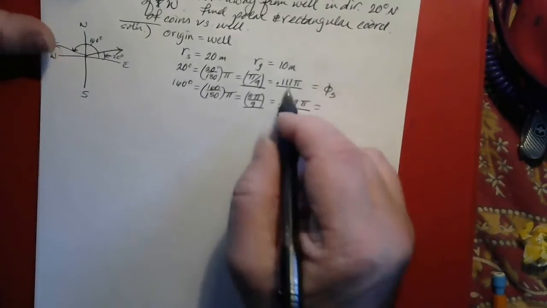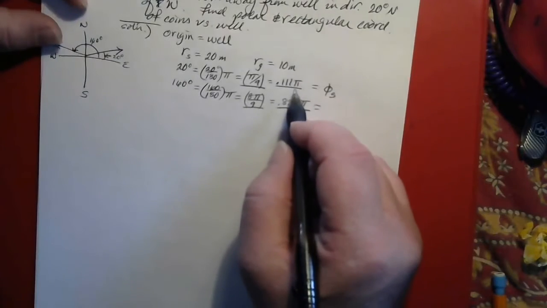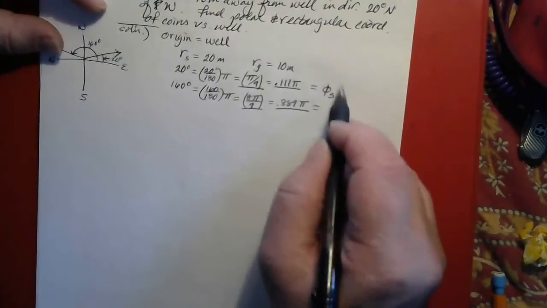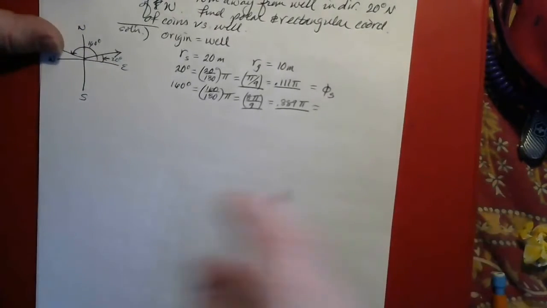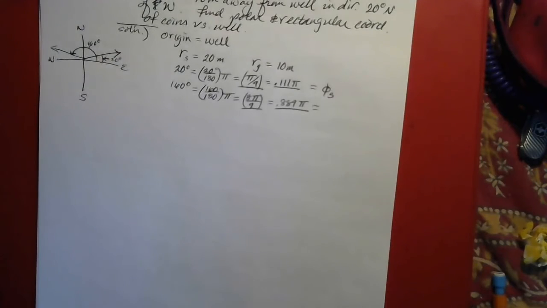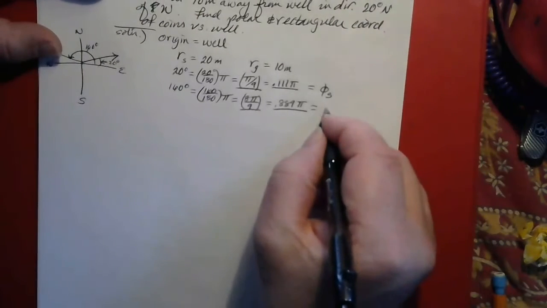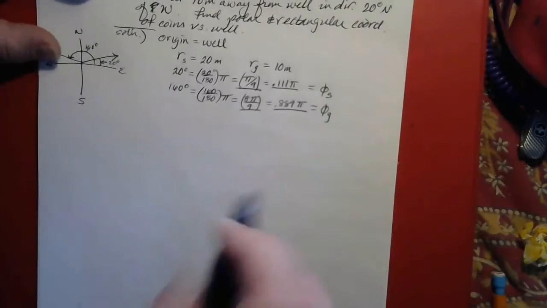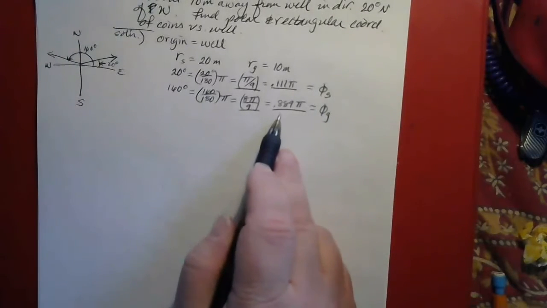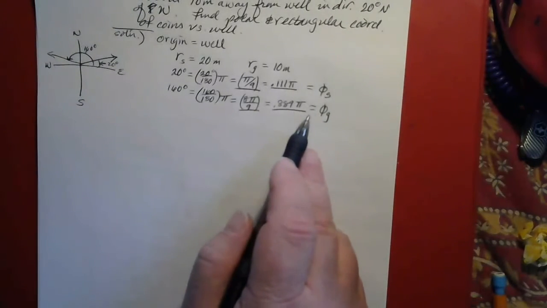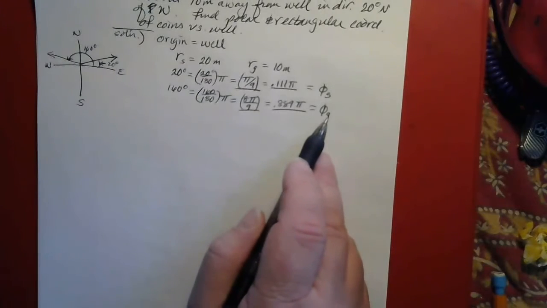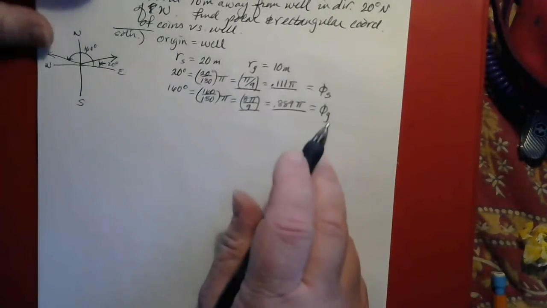Okay, so pi over 9 or 0.111 pi, that would be phi sub s for the angle of displacement of the silver coin from the well. And 8 pi over 9 or 0.889 pi would be phi sub g, the angle of displacement for the gold coin.